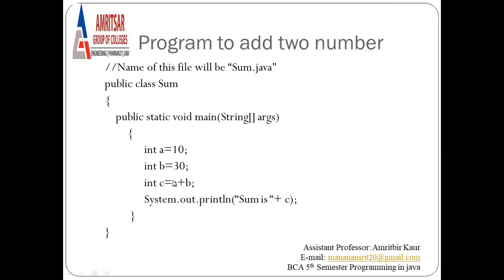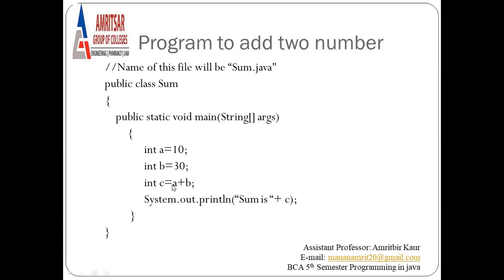So a plus b will add the values of a and b, like 10 plus 30 will be 40, and then 40 will be stored into c due to the equal sign, the assignment operator. We will study about operators in our topic on operators.